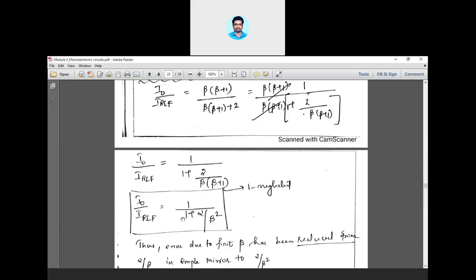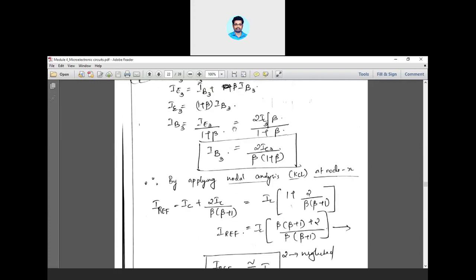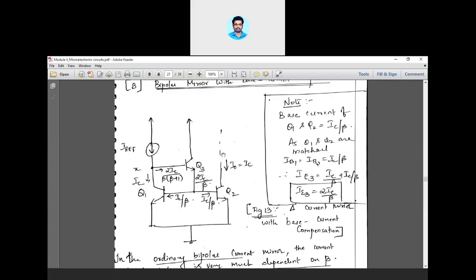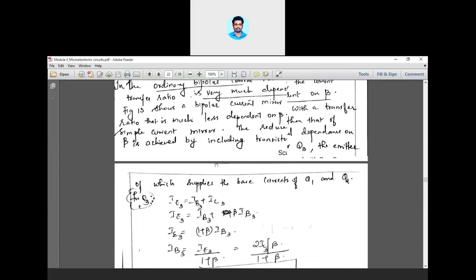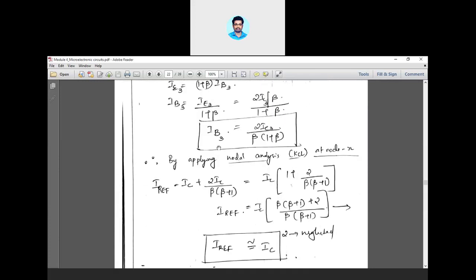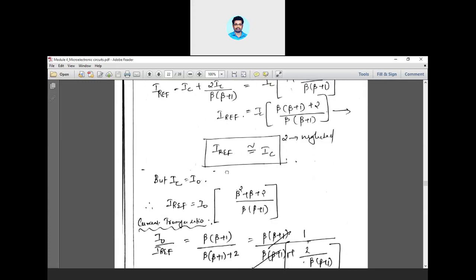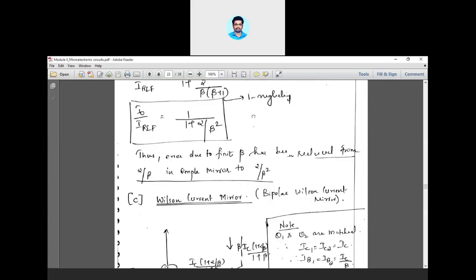So the conclusion is that this particular current mirror circuit, the bipolar mirror using the base current compensation technique, was used to produce a current transfer ratio of 1 is to 1, which is quite appreciable for all current mirrors. So that was the conclusion of the second mirror.